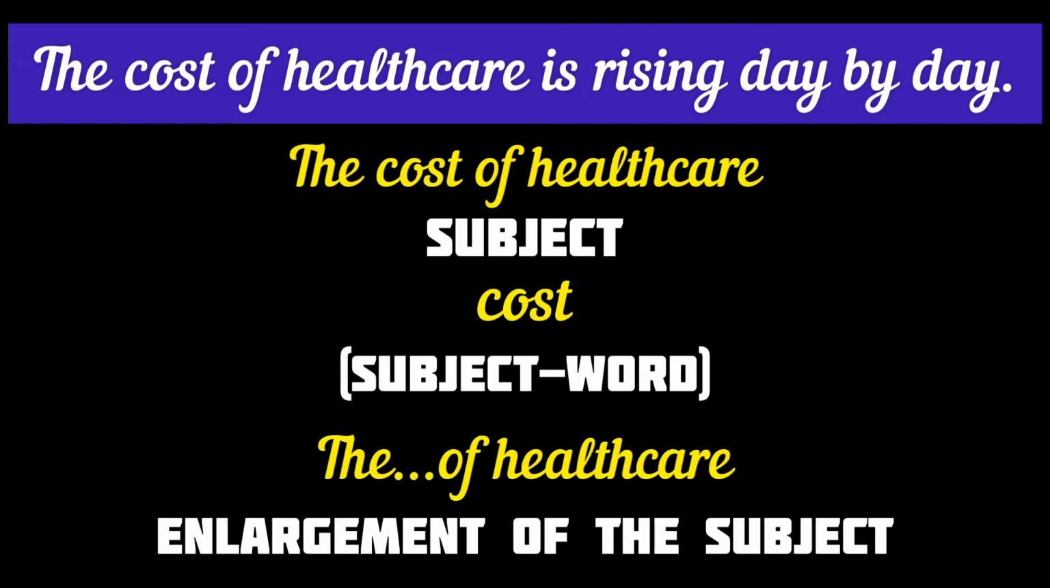In English grammar, this most important word of the multi-worded subject is called the subject word or the subject proper. And the other words in the subject, the, of, healthcare, are called the attributes or the enlargement of the subject. So in this example, the cost of healthcare is the enlarged subject and cost is the subject proper.